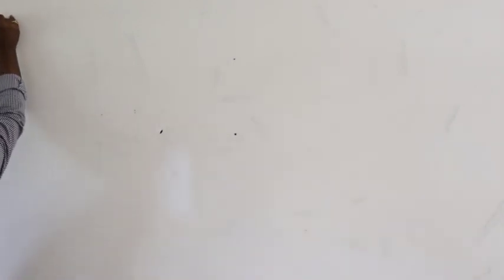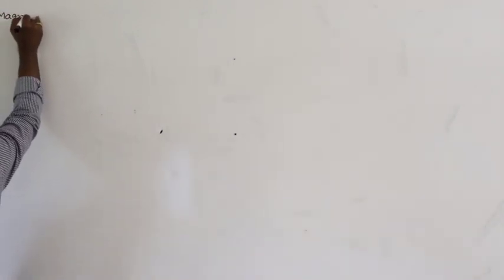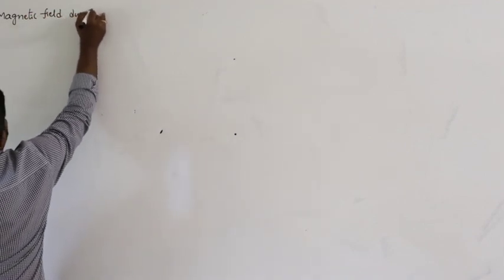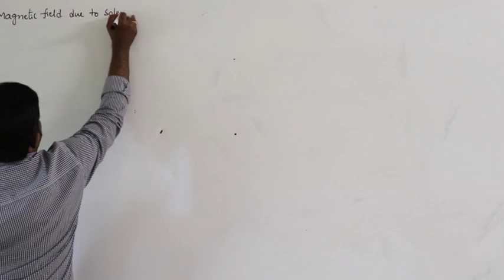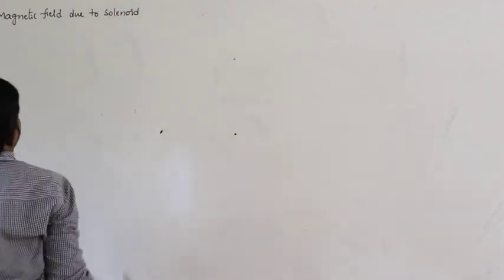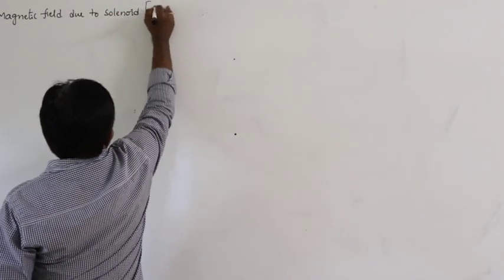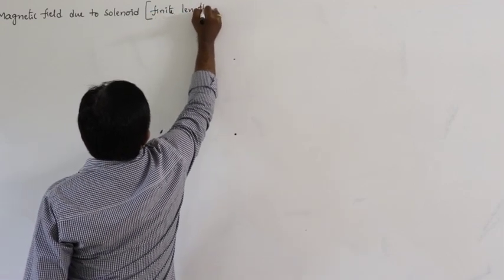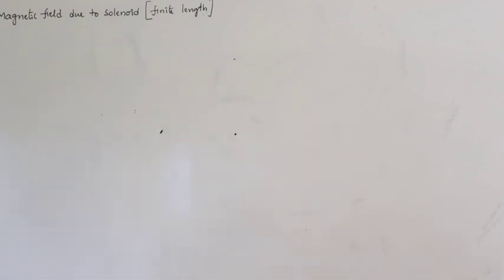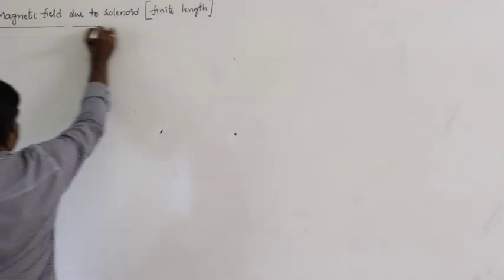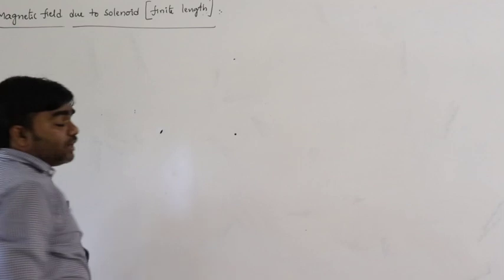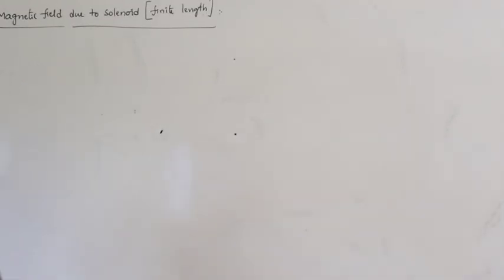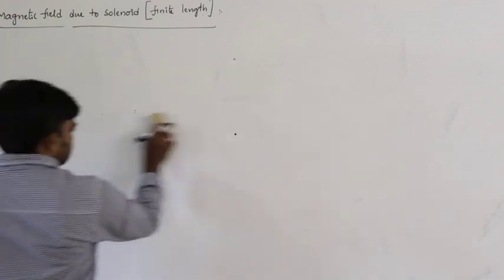Next, magnetic field due to the solenoid. Let us first discuss a solenoid of finite length. What is the magnetic field associated with the solenoid of finite length? So how can we calculate this? See here.